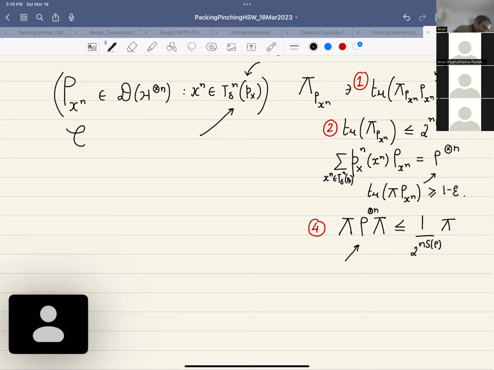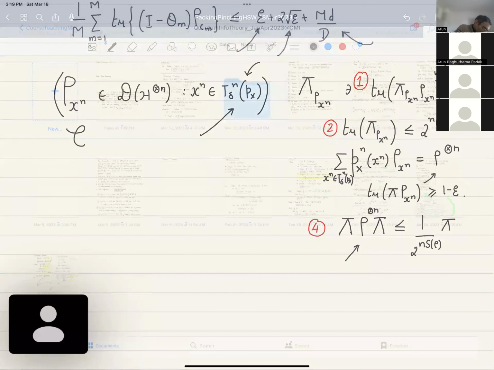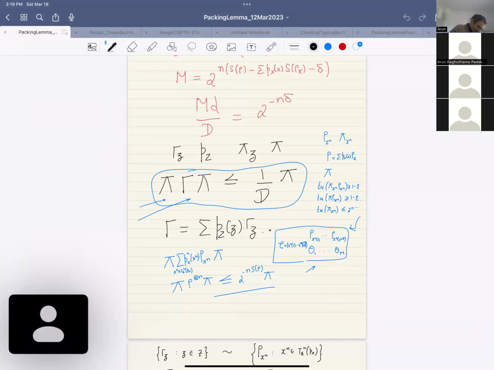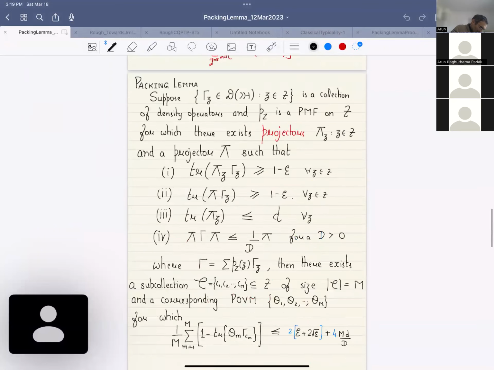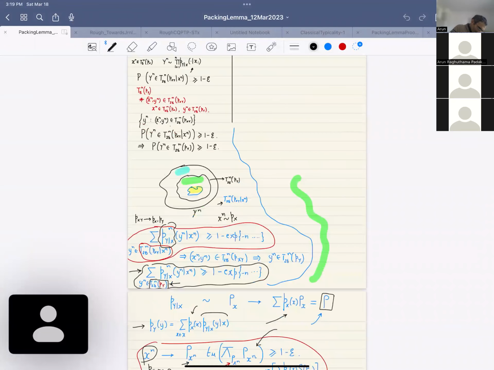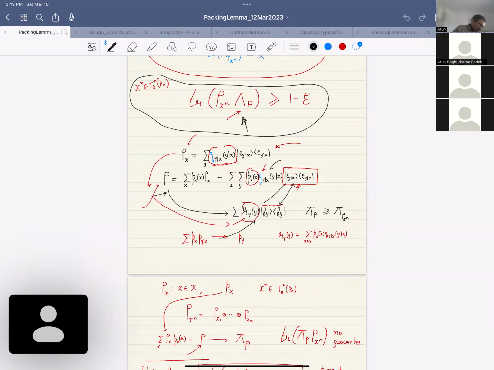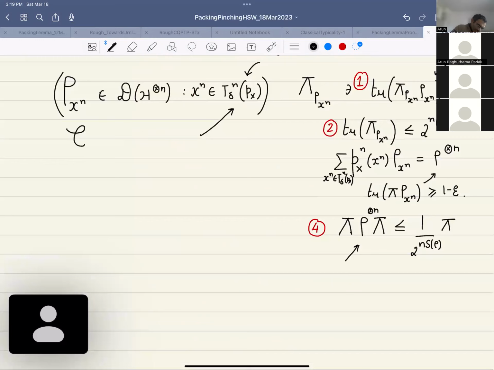And I told you this was kind of the difference. Remember, I actually made this, here it is. In this lecture, I told you that it's not clear whether this overlap happens, right? It's not clear whether this overlap happens. And that's one element of the packing lemma that we need, right?